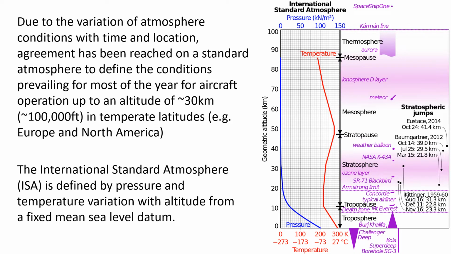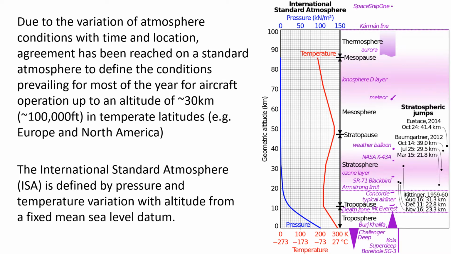The international standard atmosphere is defined by pressure and temperature variation with altitude from a fixed mean sea level datum. On the right-hand side, we can see the red curve is for the temperature and the blue curve is for the pressure. Both change along the y-axis, which is geometric altitude. This curve follows the variation of the international standard atmosphere.